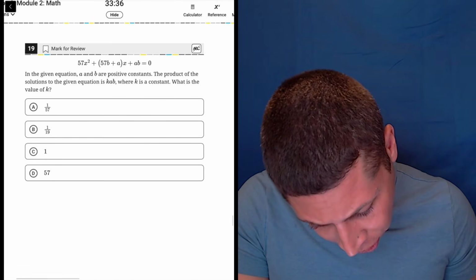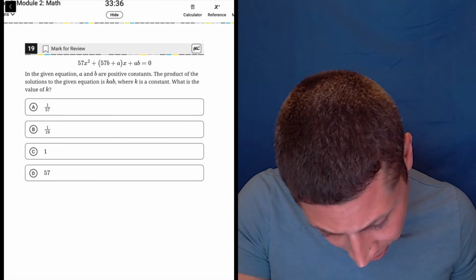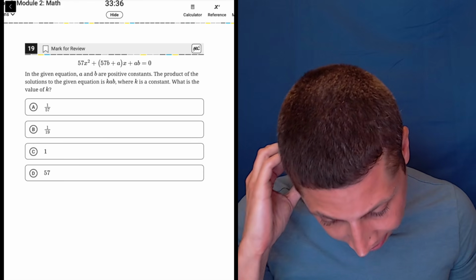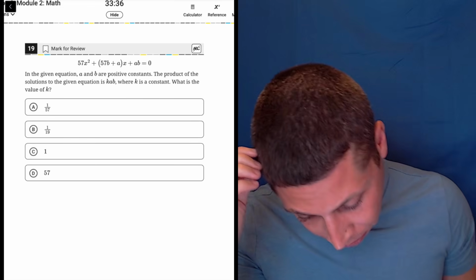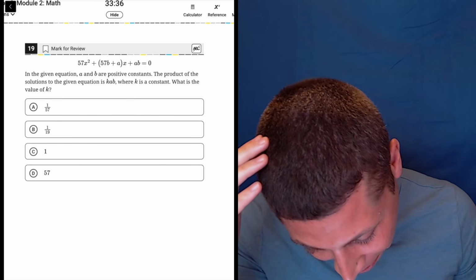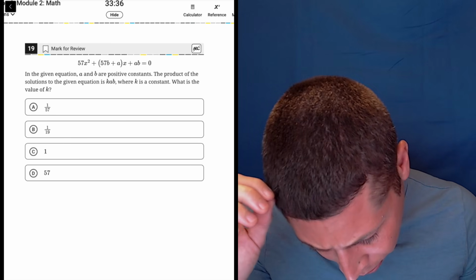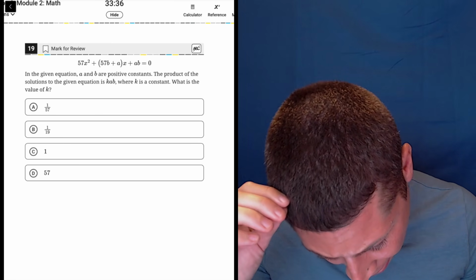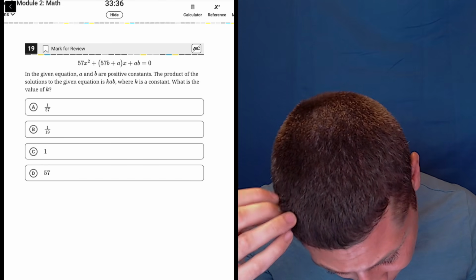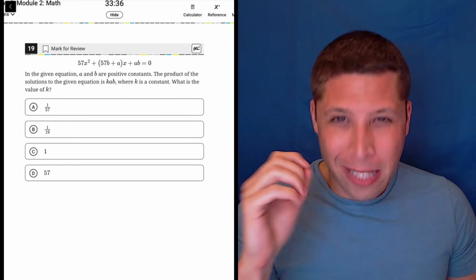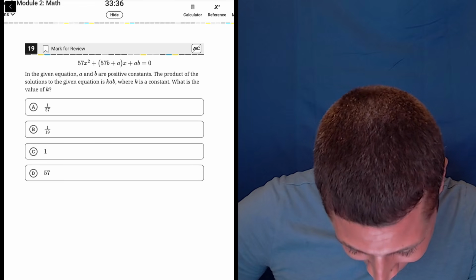In the given equation, a and b are positive constants. The product of the solutions to the given equation is k a b, where k is a constant. What is the value of k? I know there's a formula for this. Of course, I don't know it. They're constants. The product of the solutions is kab, where k is a constant. What is the value of k? So the product of the solutions, this is one of those formulas I don't remember.